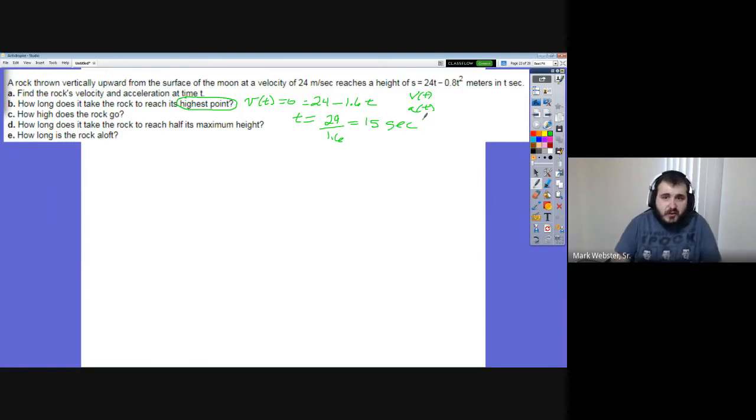Now, this third part, part C, how high does the rock go? What's it asking? It's asking for what is S at 15 seconds, right? Because how high does it go? Well, that high, right? The height at 15 seconds. So this is asking for S of 15. Well, let's do that. S of 15 is just plugging in 15 here for t, right?